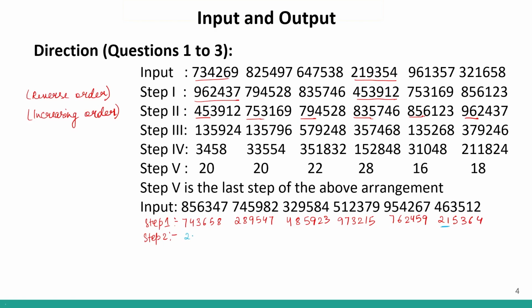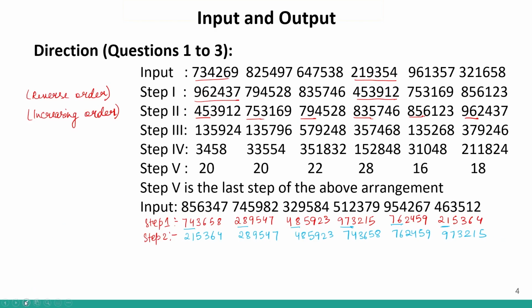So the first number will be 215364. Correct? Then this is the second lowest number, 289547. Then we will have this number, 485923. Then we will have this number, 743658. Then we will have this number, 762459. And lastly, we will have this, which is the biggest number, that is 973215. Correct? This is how it will be arranged in step 2.